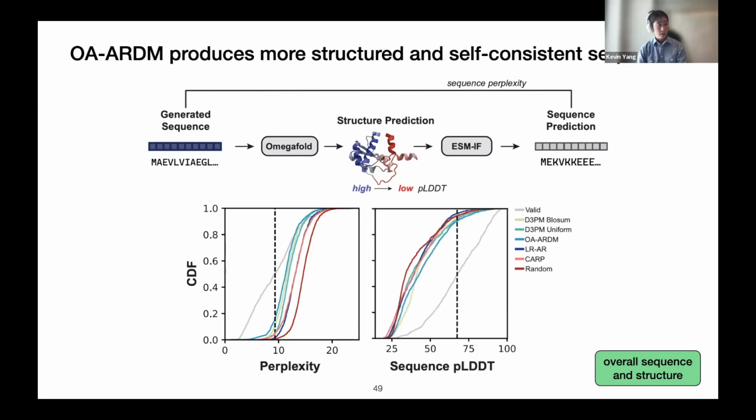You can also look at the pLDDT. So this is how confident OmegaFold is in the predictions. Once again, this time higher is better. The validation set, C, is towards the right. On the left are random sequences, which are bad. Once again, OA-ARDM does do better than the other models here.